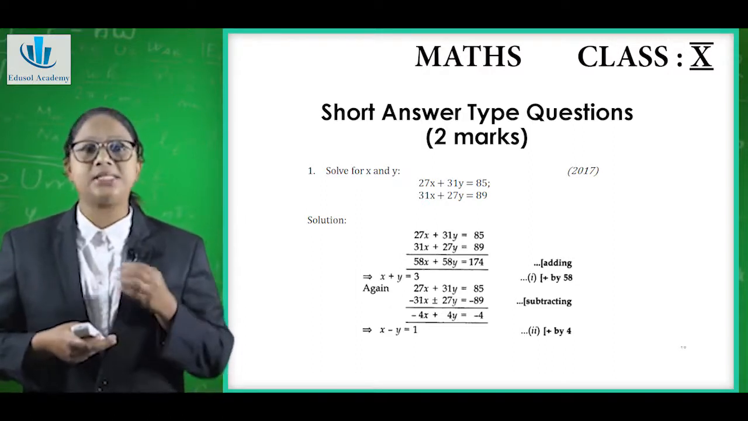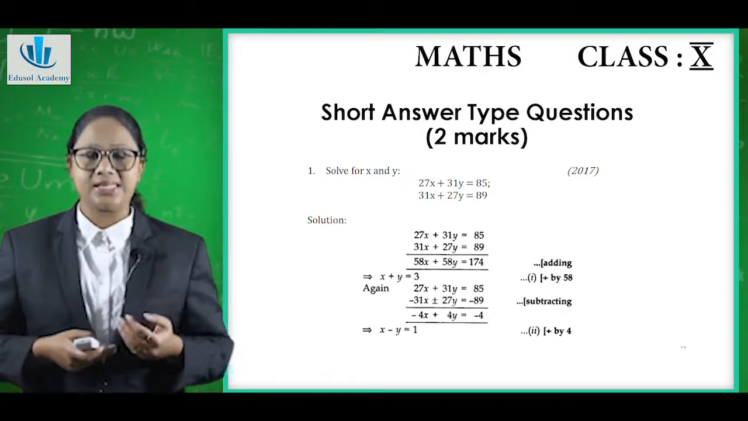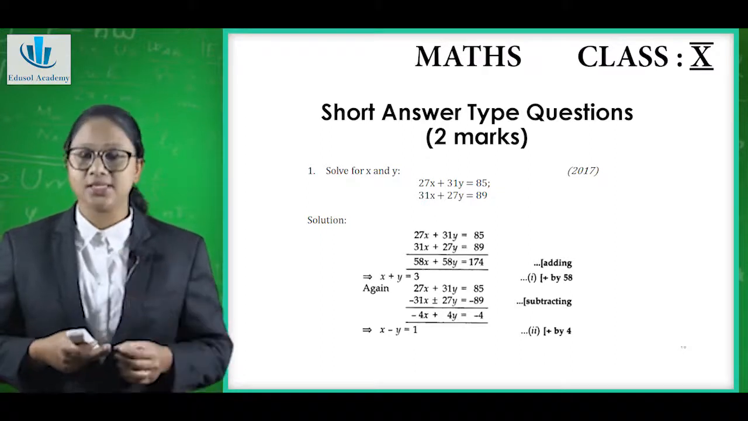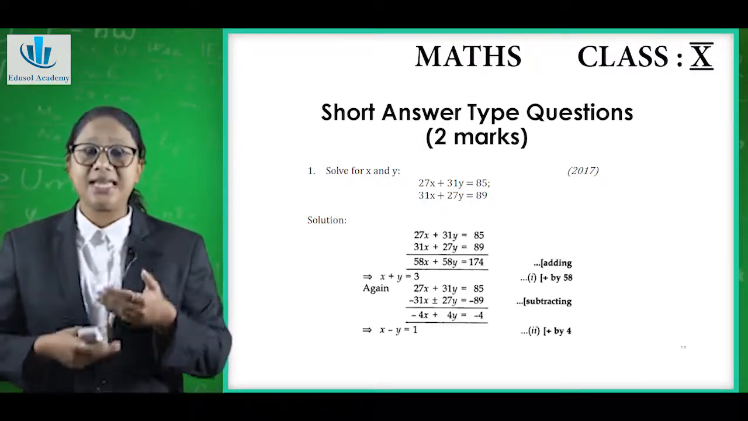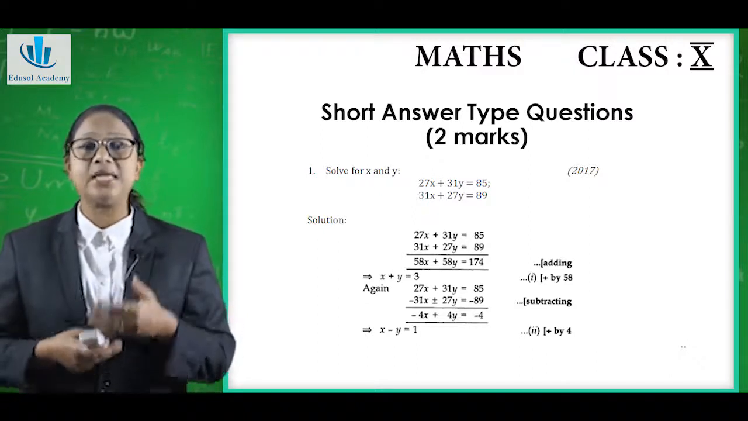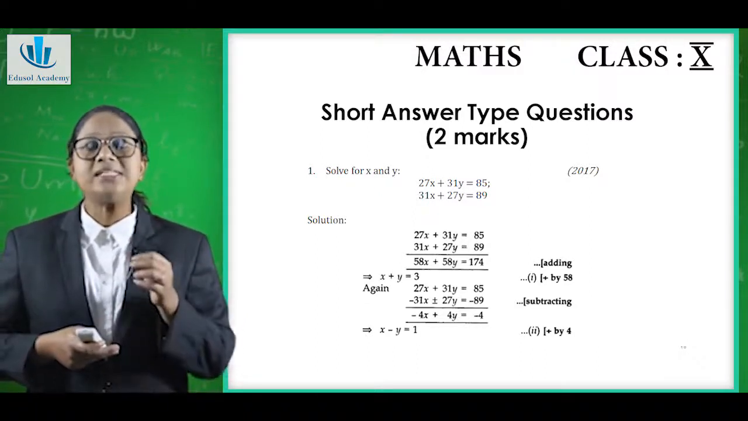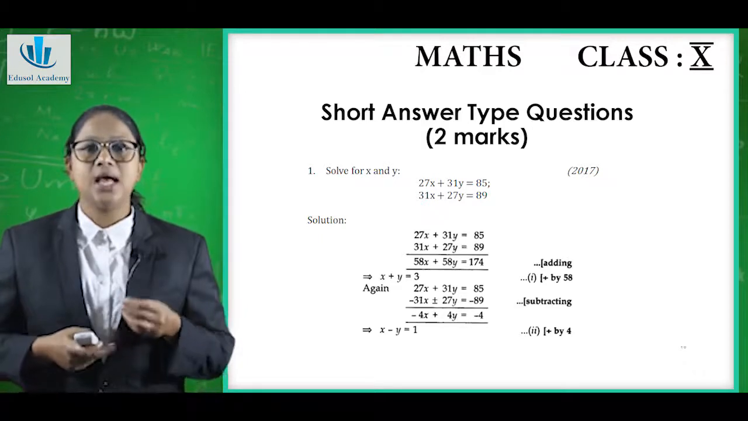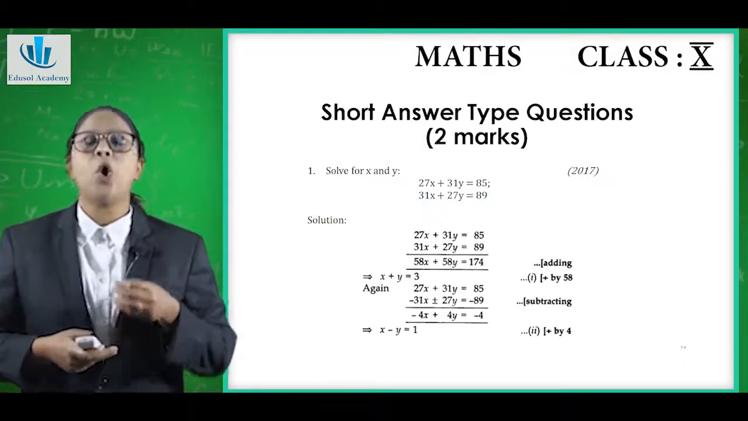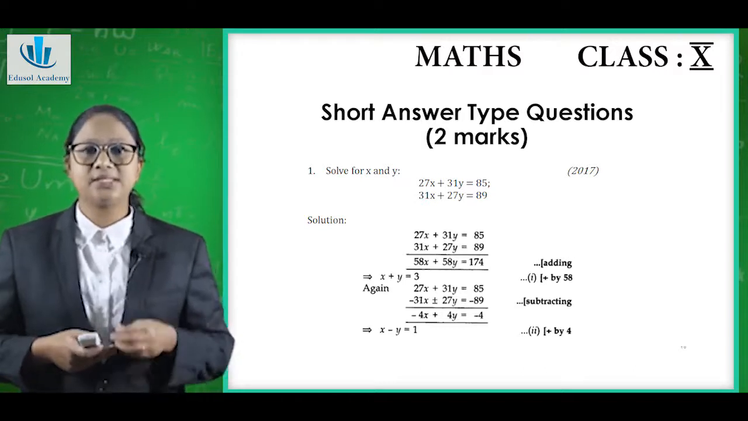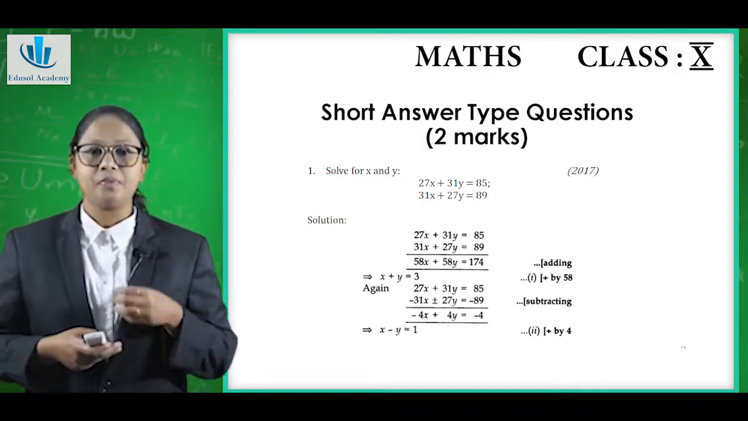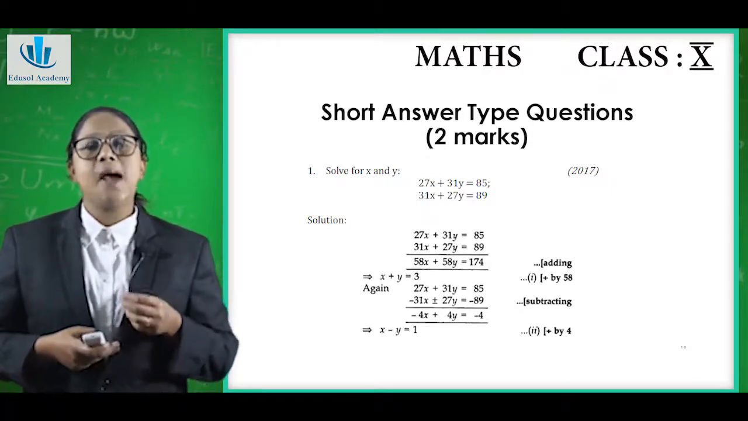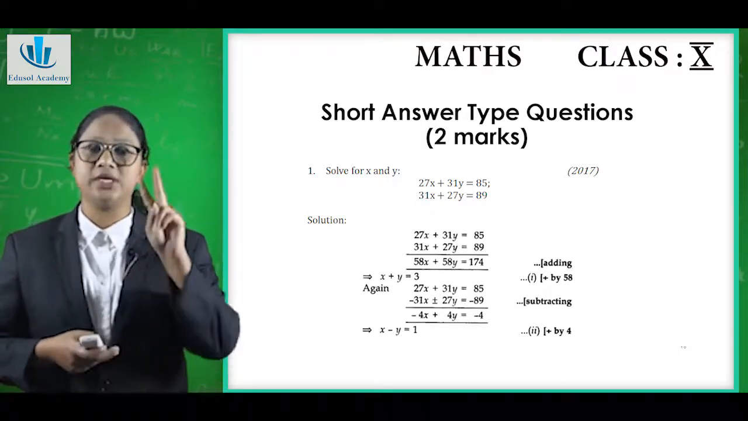Now the whole equation has 58 as a common factor. We can cancel that on either side. So we will get x plus y is equal to 3. So that is our equation 1. Now the second equation is to be found by subtracting the given equations. So that will be 27x plus 31y is equal to 85 minus 31x plus 27y is equal to 89. On subtracting, we will get minus 4x plus 4y is equal to minus 4. We can see 4 is common to all of them, so the equation can be rewritten as x minus y is equal to 1. And that is equation number 2.